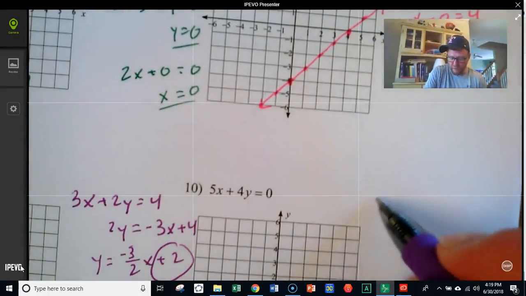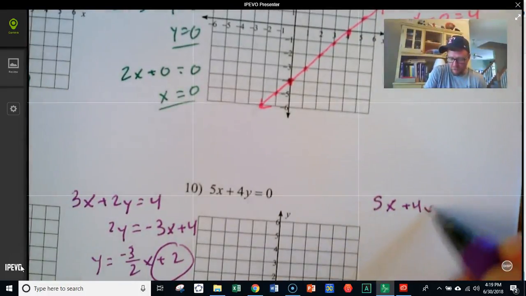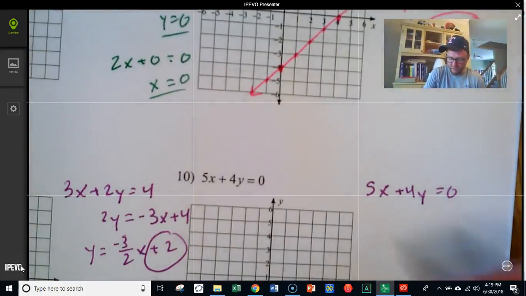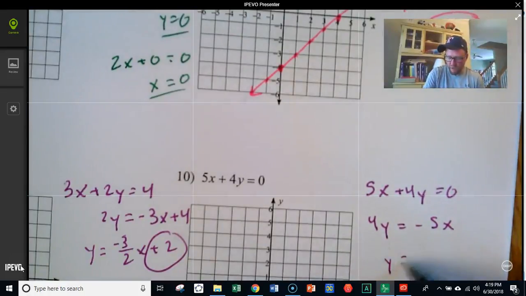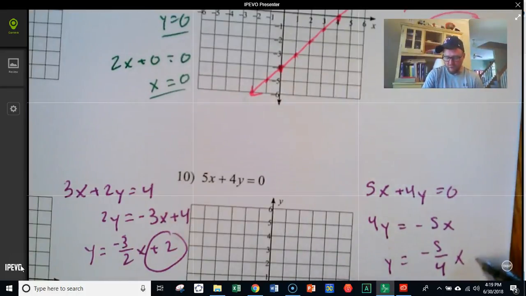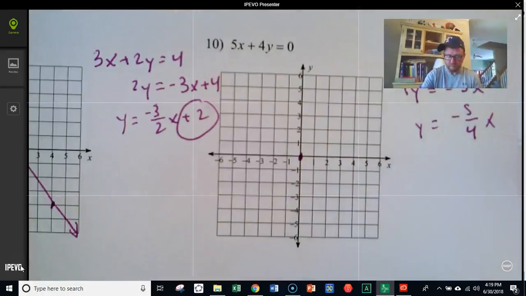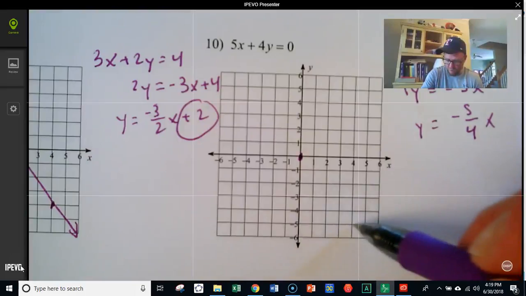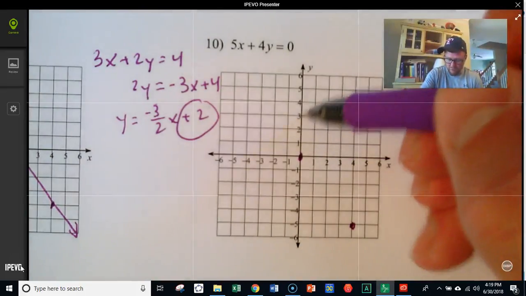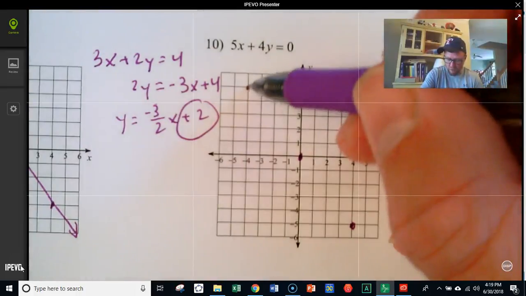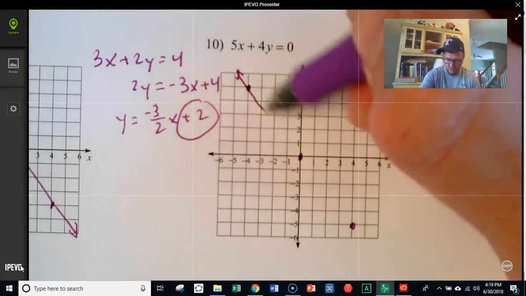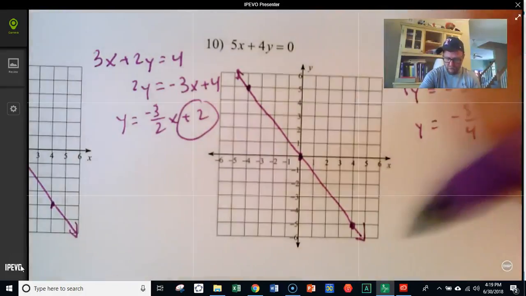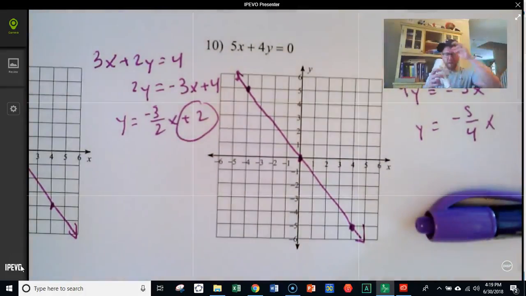Alright, here we got 5x plus 4y equals 0. I'm going to take 5x from both sides. 4y equals negative 5x. y equals negative 5/4 x. So the y-intercept is 0. I could have written that in here, but I'm not going to. And the slope is 1, 2, 3, 4, 5. 1, 2, 3, 4. Going in the opposite direction, 1, 2, 3, 4, 5, 1, 2, 3, 4. And then best line we can draw through there. And there we go.